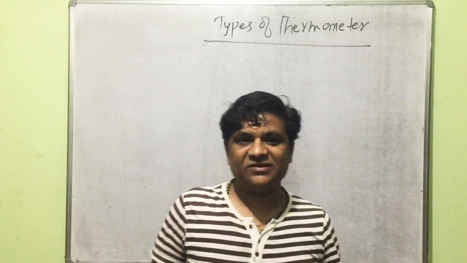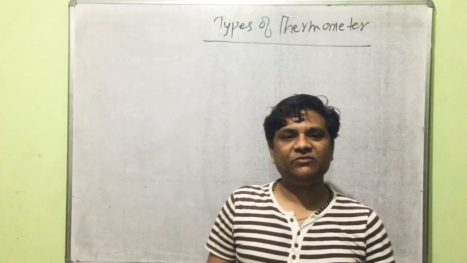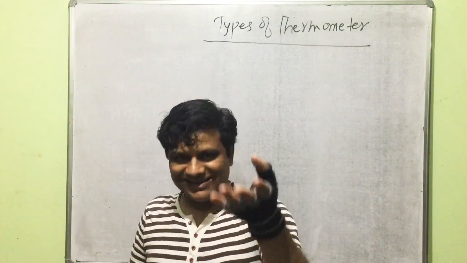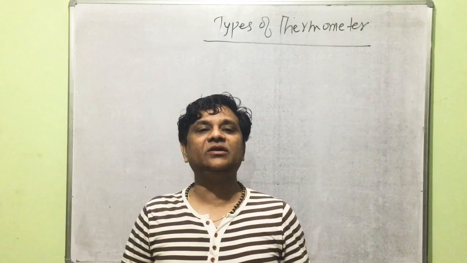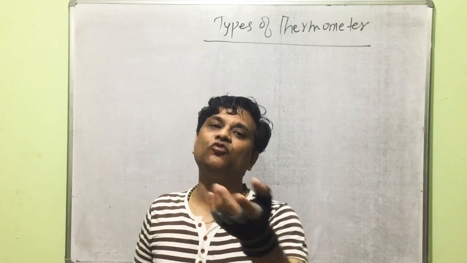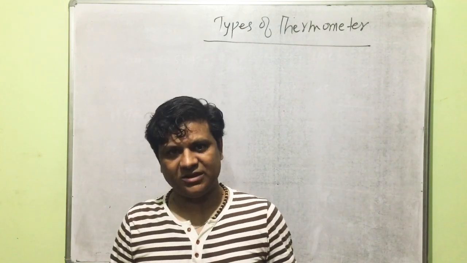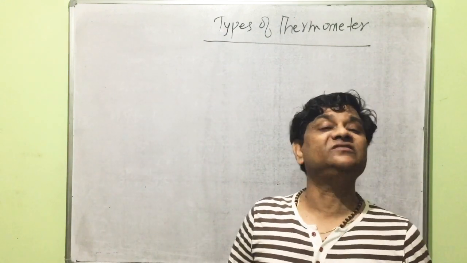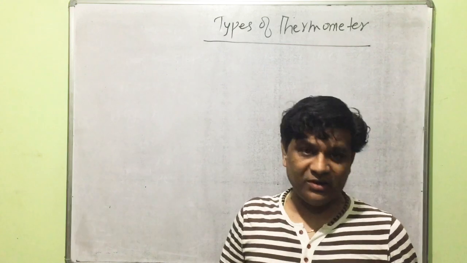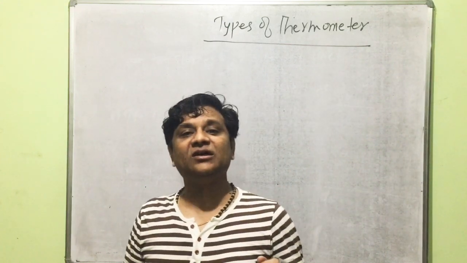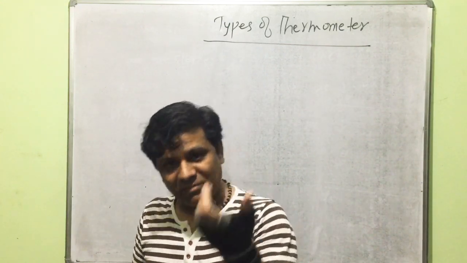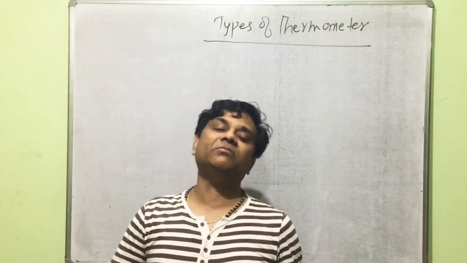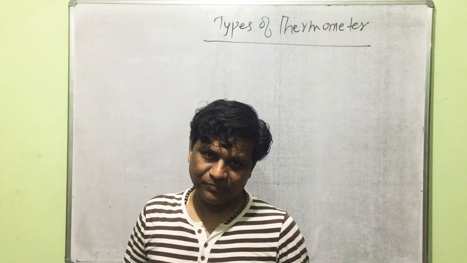Next topic is now types of thermometer. We have to discuss a number of types of thermometer, like liquid thermometer, gas thermometer, resistance thermometer. Resistance thermometer is also known as platinum resistance thermometer. Next, it is thermoelectric thermometer. Thermoelectric thermometer is also known as thermocouple thermometer, radiation pyrometer, vapor pressure thermometer, magnetic thermometer. We have to discuss a number of types of thermometer in the class.